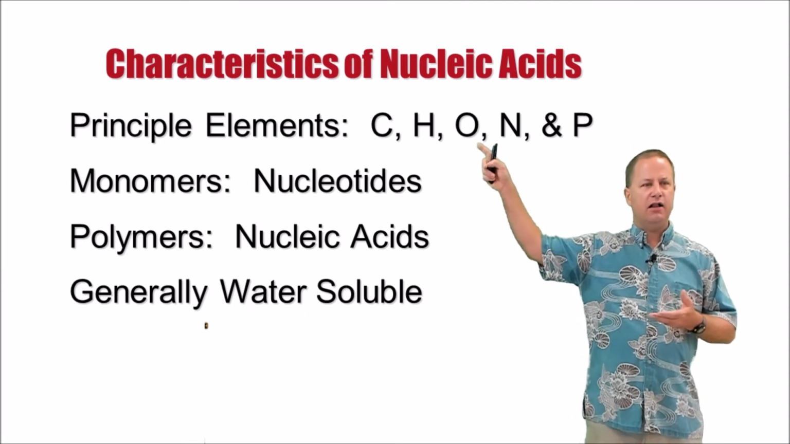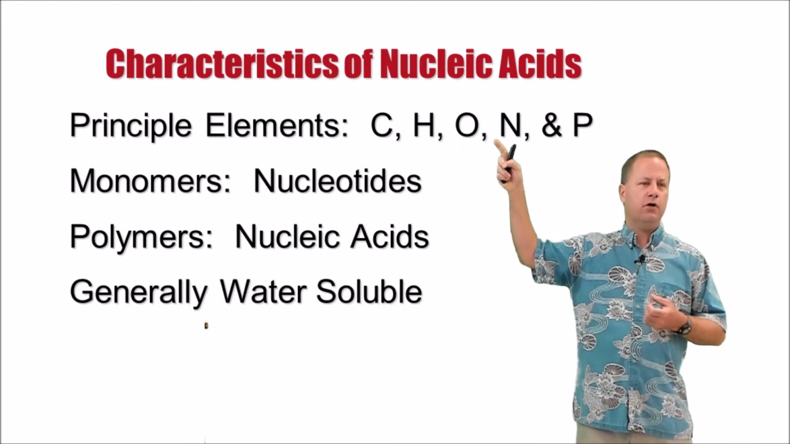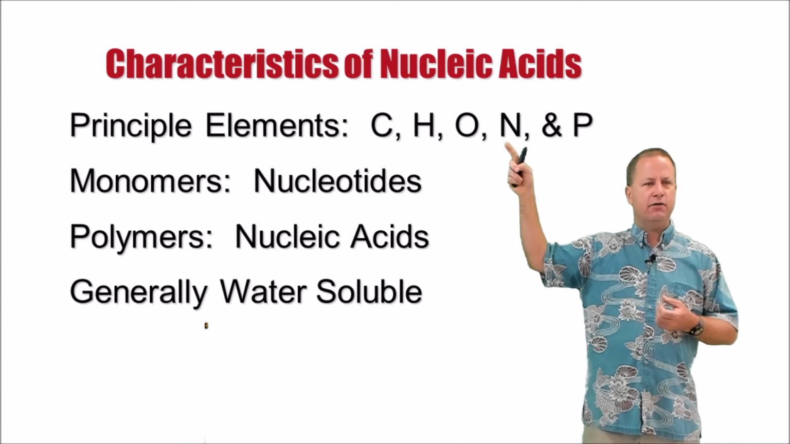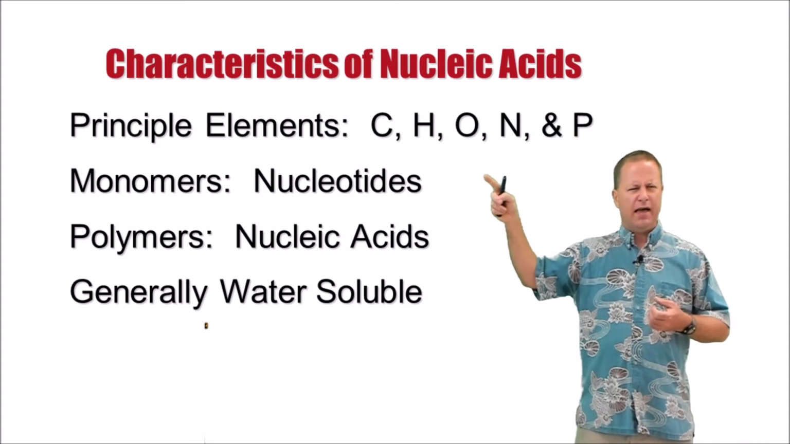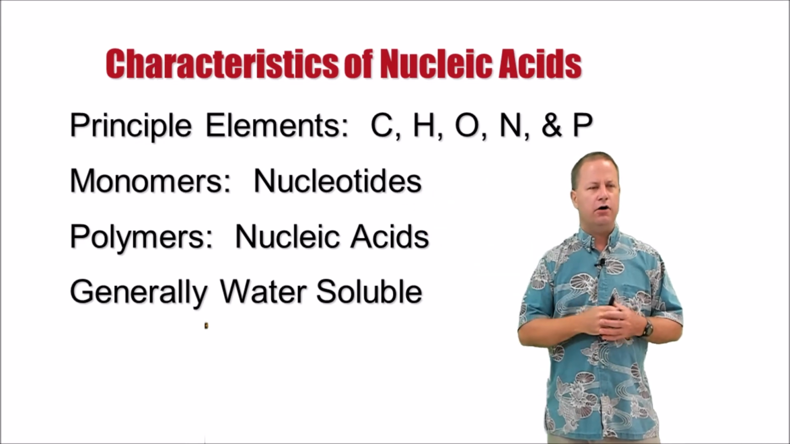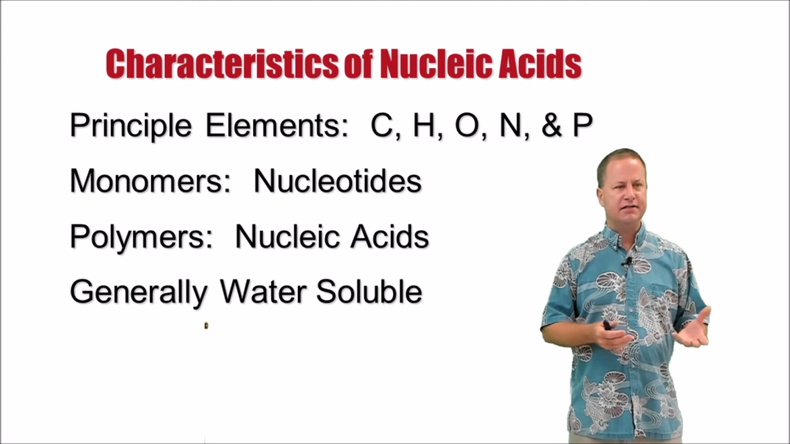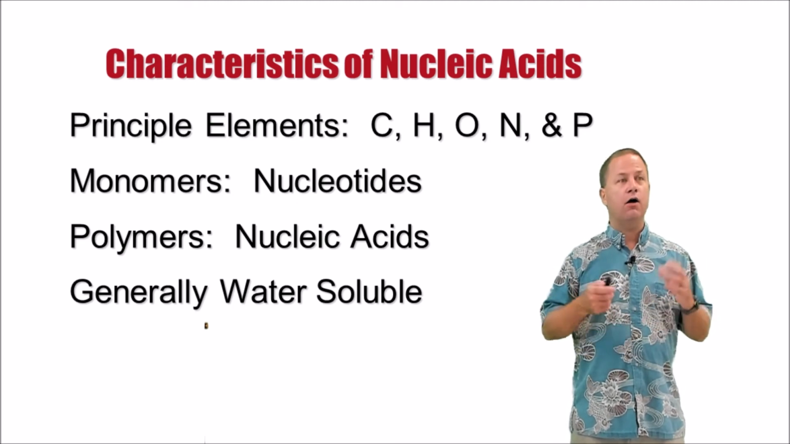So the principal elements involved in nucleic acids are carbon, hydrogen, oxygen, what we saw before, but now nitrogen and phosphorus. Remember, we did see nitrogen in amino acids, but I think this is the first time we've talked about major amounts of phosphorus. Okay, the monomers here are called nucleotides, and the polymers are called nucleic acids. Generally, nucleic acids such as DNA and RNA are water-soluble.